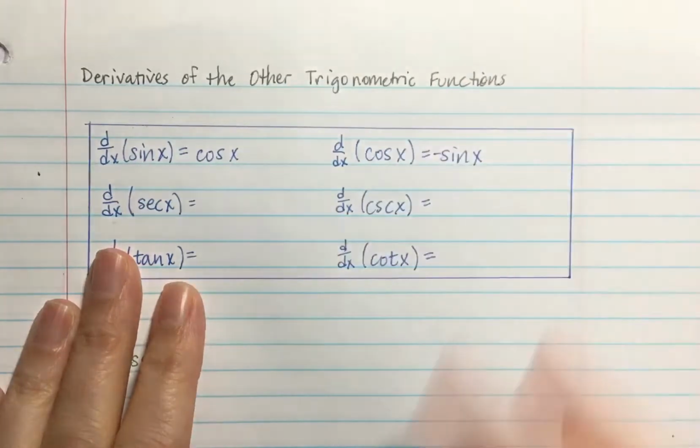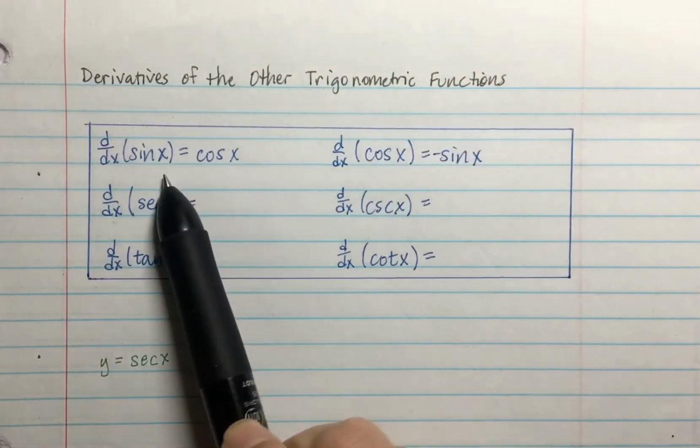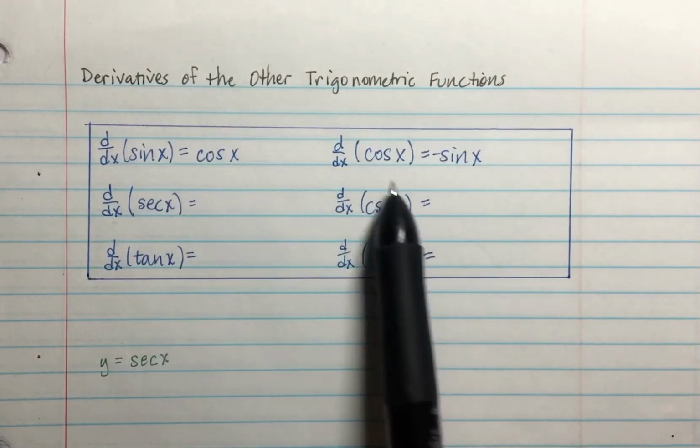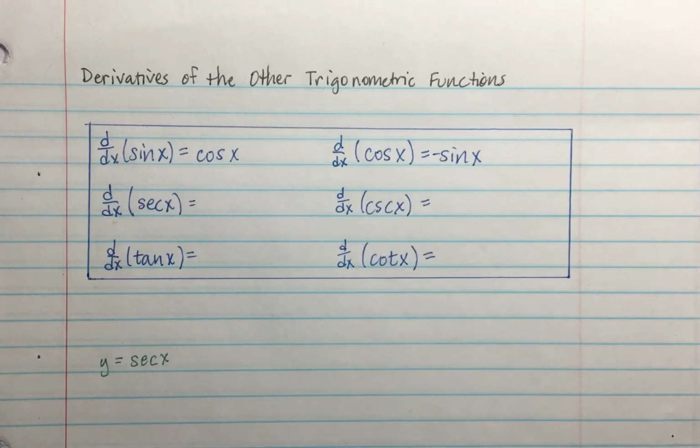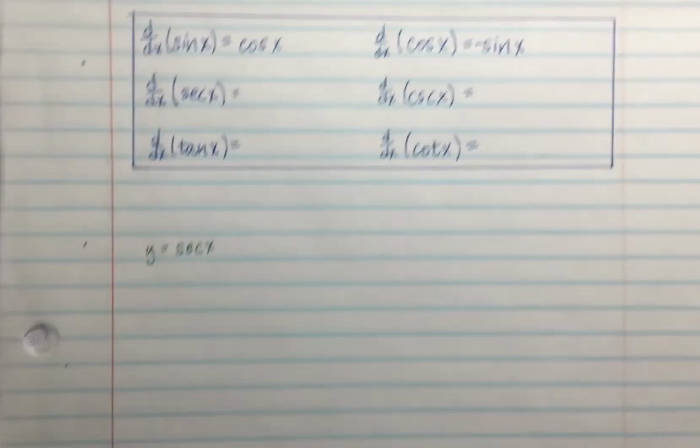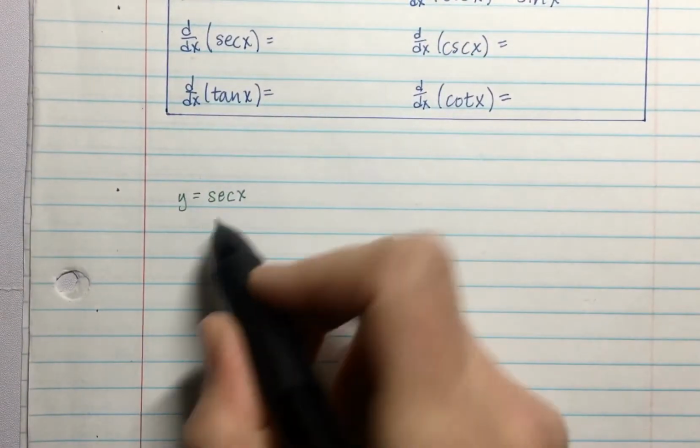Okay, so old news, we know already the derivative of sine x is cosine x and the derivative of cosine x is negative sine x. Nothing new there. But what about the other four? So let's build that. So say we're looking at secant x.